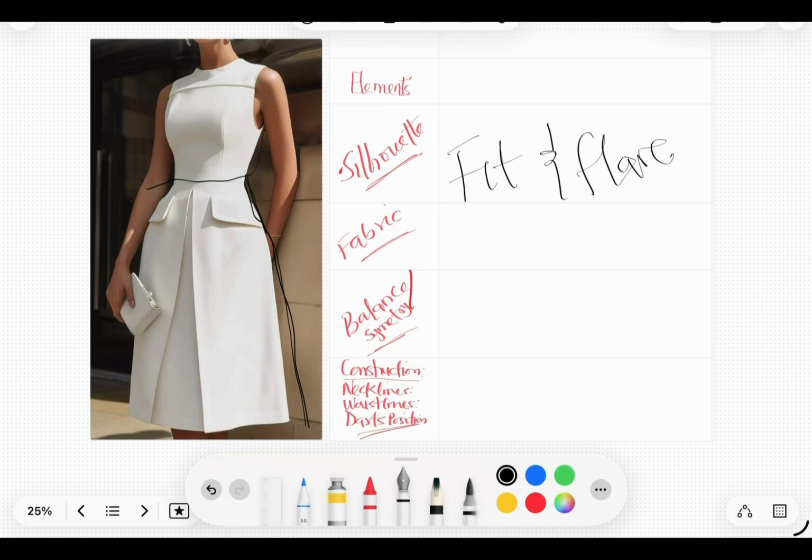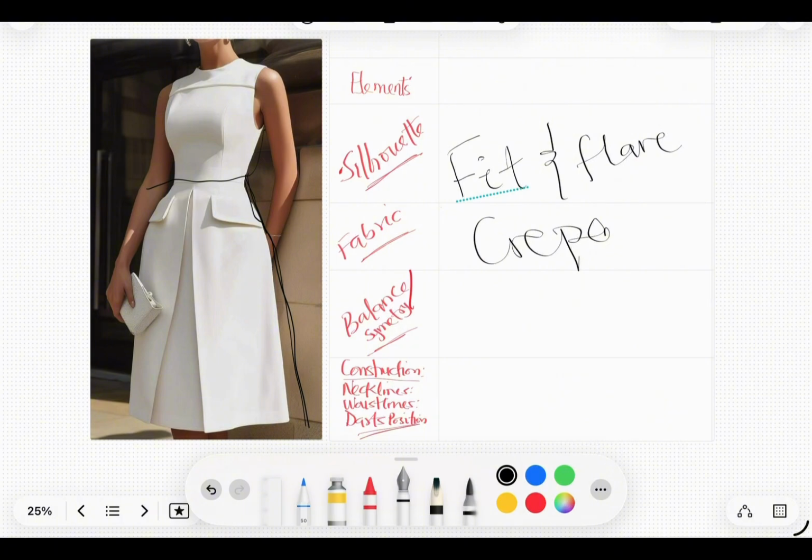The fabric, I think this fabric is a crepe fabric or a fabric of similar quality. I'll go with crepe. So the fabric is a crepe fabric. Crepe fabric allows for some stretch, which encourages a smooth fit in a garment.